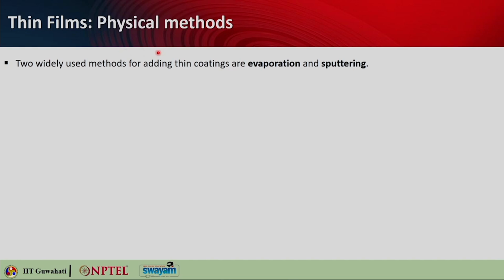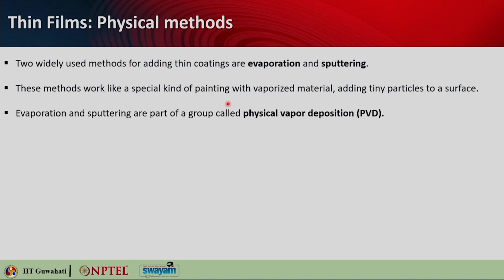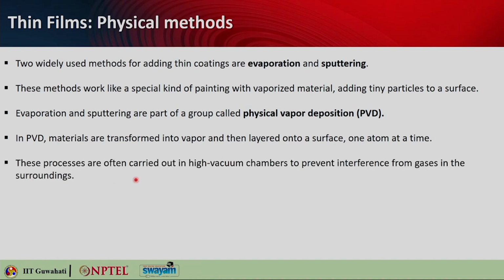When you talk about physical methods, there are two widely used methods for adding thin films. One is evaporation, another is sputtering. These methods work like a special kind of painting with the vaporized material, adding tiny particles to a particular substrate. That is the surface that you will be coating with the thin material. Evaporation and sputtering are part of a group called physical vapor deposition or PVD. In PVD, the materials are transformed into vapor and then layered onto a surface one atom at a time, and these processes are often carried out in high vacuum chambers that prevent interference from gases in the surroundings.